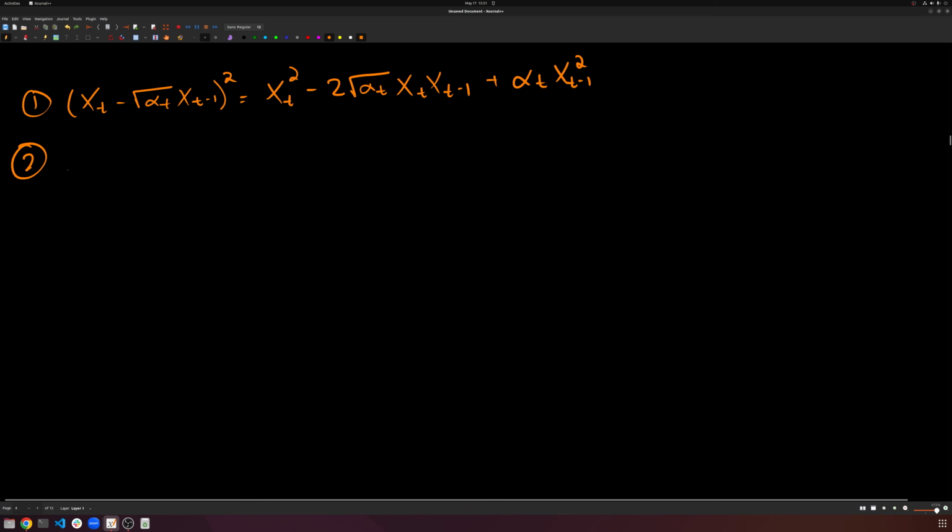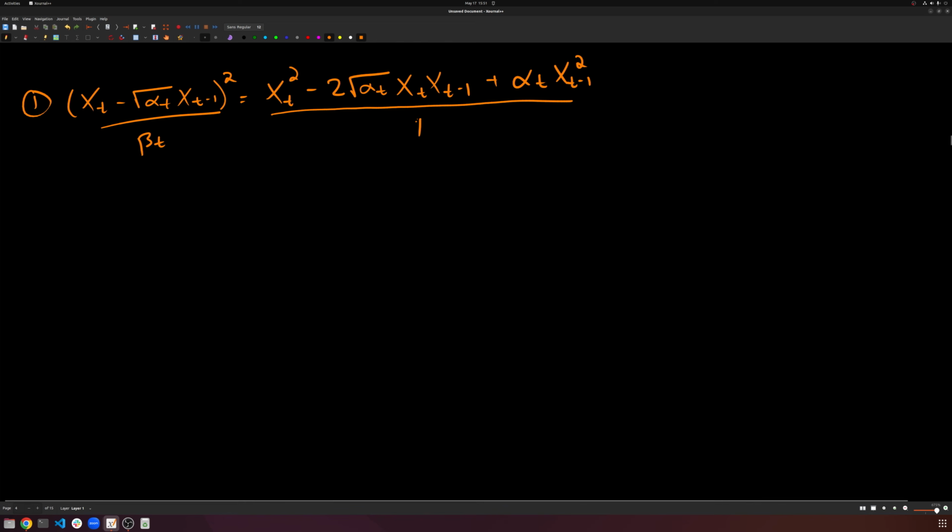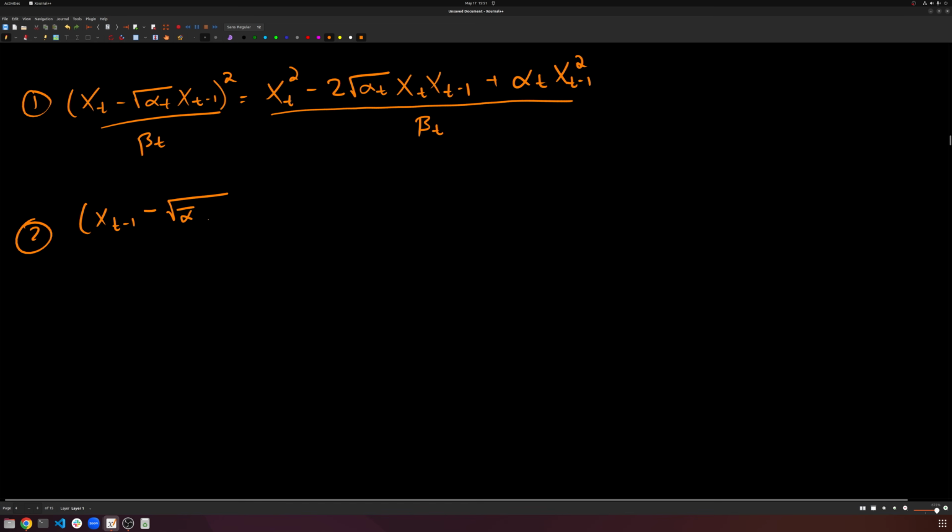So we're going to have the second term. And of course, let's make it clear. All of this stuff was divided by beta t, which means all of this stuff was also divided by beta t. The second term, we're going to have, let's see, xt minus 1 minus the square root of alpha hat t minus 1 x0 squared, right? That's what we had. And it was divided, of course, by the constant. It was 1 minus alpha hat t minus 1.